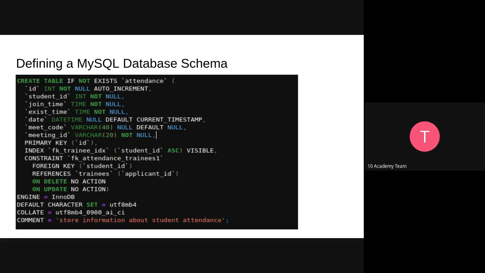We also have the constraint, and the constraint name that is being created is called FK attendance trainees. What this line is explaining is that if we need to redefine this schema, we just need to delete this FK attendance trainees one. Once we delete this, it will delete the relationship that exists between the attendance table and the trainees table.